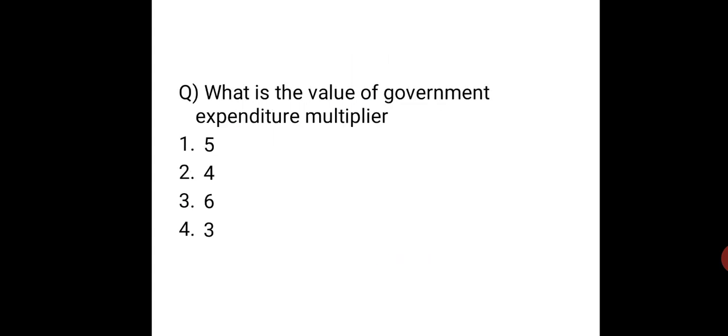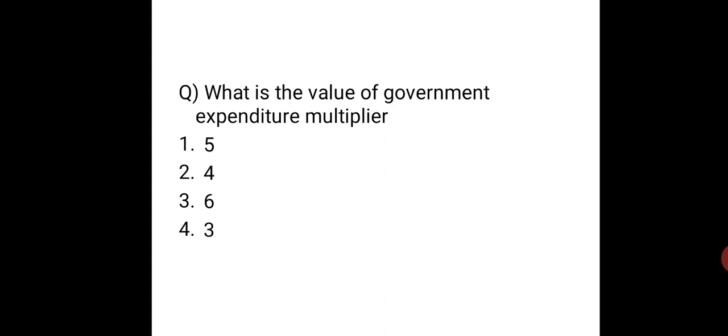Right, next question. What is the value of government expenditure multiplier? Again it's the same, study the formula, that is K equal to 1 by MPS. We know MPC, it's given in the consumption function, 0.8. 1 minus MPC is MPS. So we just substitute it into the formula and we get the answer, option 1, that is 5.